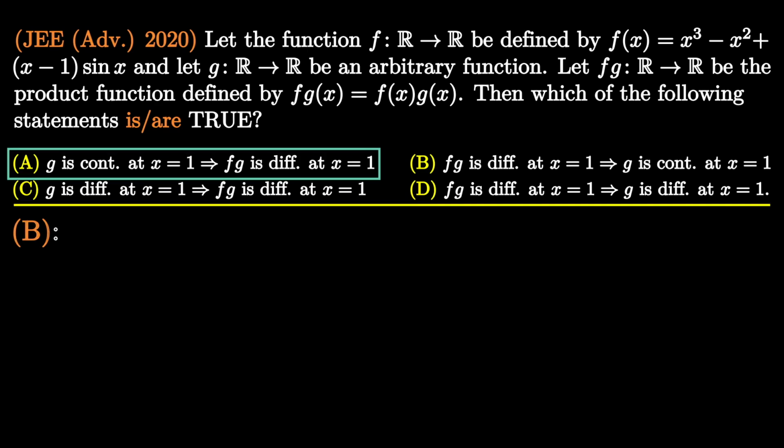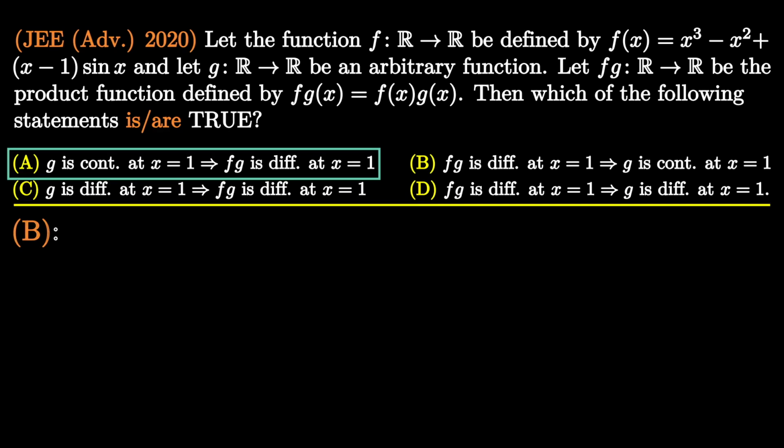Now the question is, can some discontinuous g make f into g differentiable? Because if it were so, then the differentiability of f into g would not depend on the continuity of g. In other words, the differentiability of f into g would not imply the continuity of g, and that would make option B false.